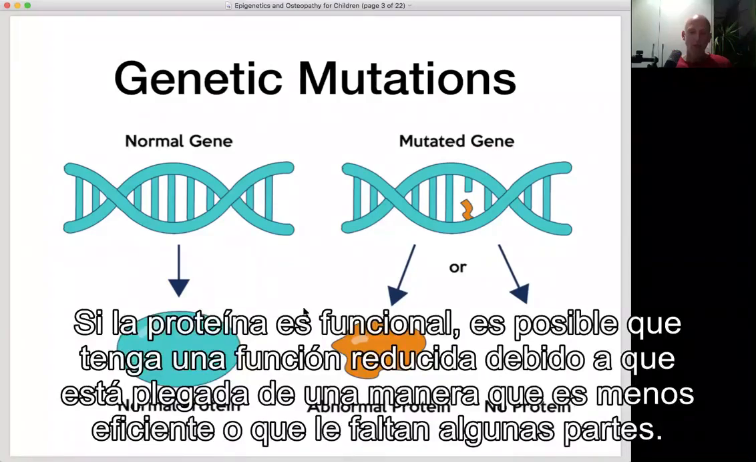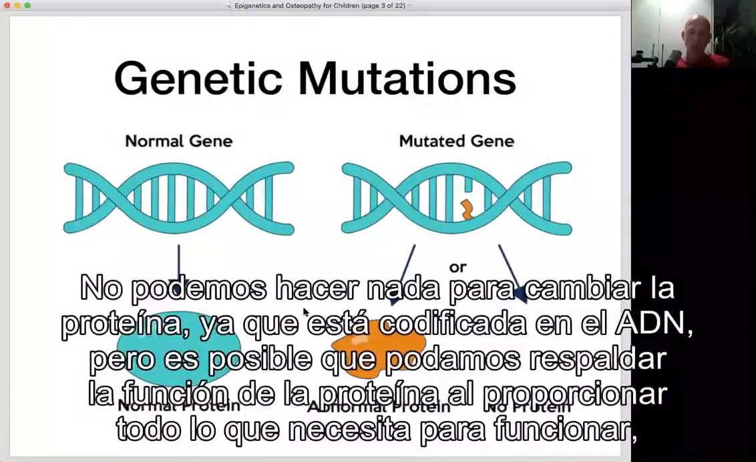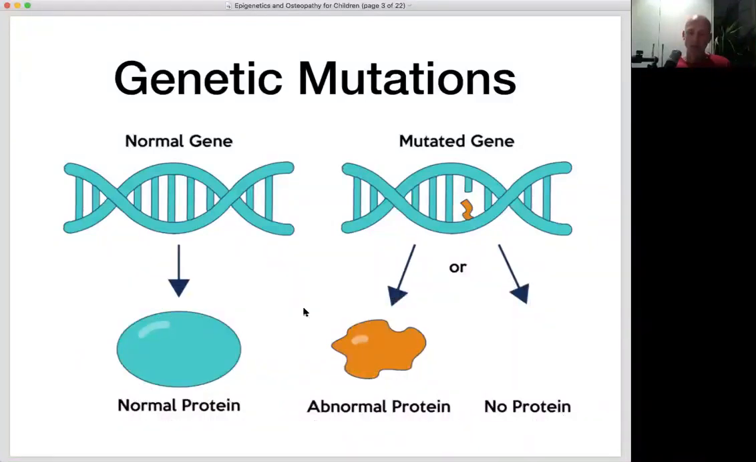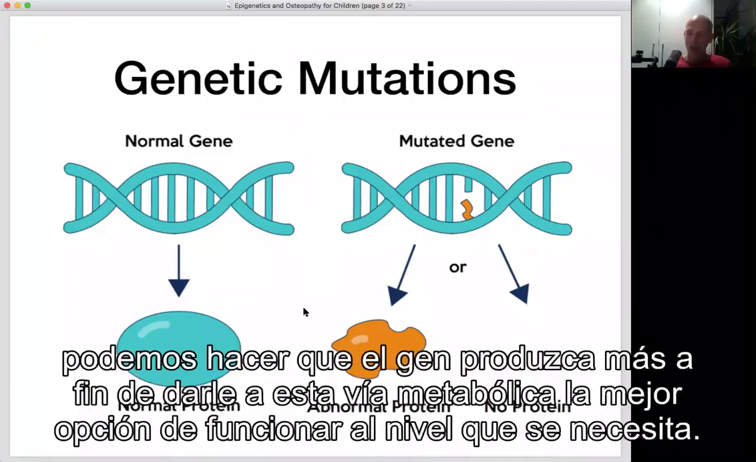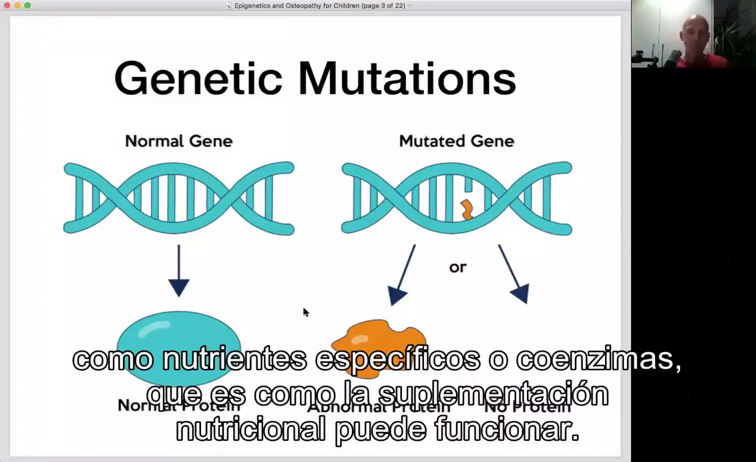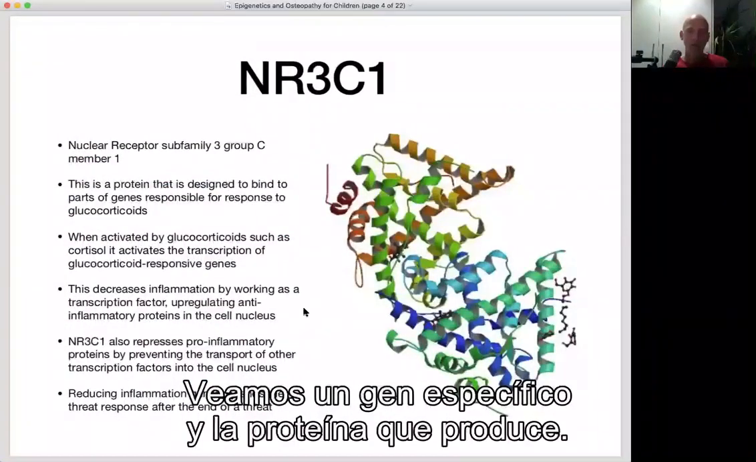If the protein is functional, it might have reduced function due to being folded in a way that's less efficient, or having some parts missing. We can't do anything to change the protein as it's hard-coded into the DNA, but we may be able to support the function of the protein by providing everything that it needs to function, such as specific nutrients or coenzymes, which is how nutritional supplementation can work. We can also support the production of the protein so that even if it has a reduced function, we can get the gene to produce more of them to give this metabolic pathway the best chance of functioning at a level that's needed. So let's look at one specific gene and the protein it makes.